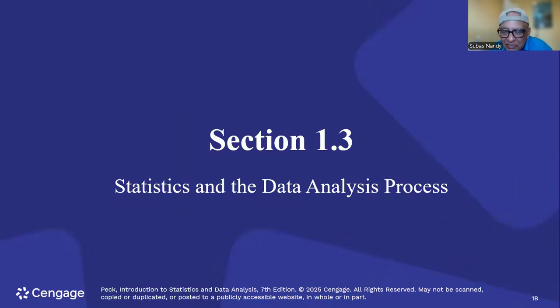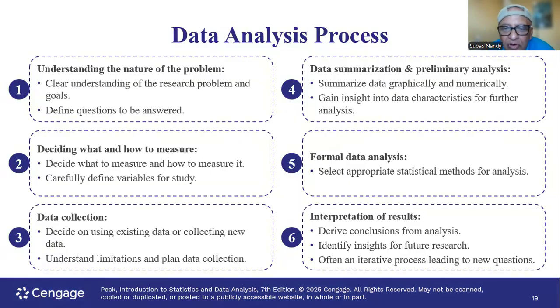Statistics and data analysis process. The data analysis process consists of different steps, 1, 2, 3, 4, 5 and 6, which are basically the steps in collecting information, analyzing information, and making some conclusion out of the information that we have gathered.